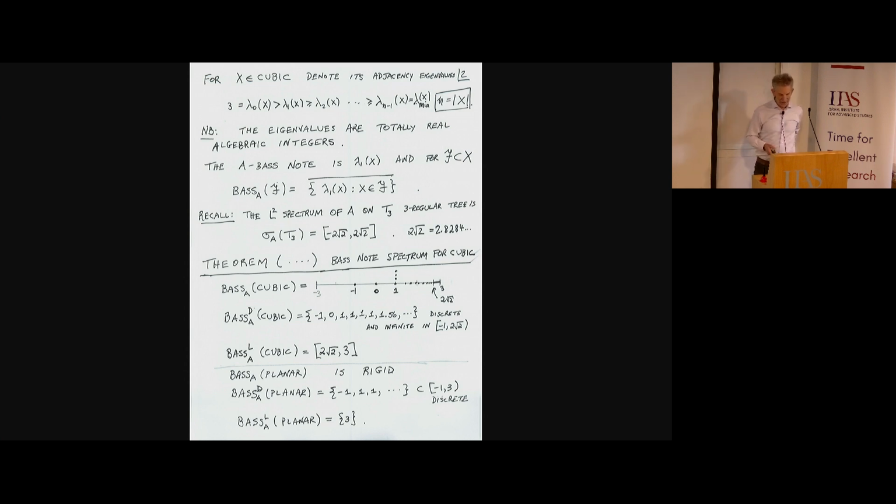The base note is the gap at the top, and as we all know, the spectrum in the universal cover is minus 2 root 2 to plus 2 root 2 with 3-regular. 2 root 2 is about 2.8 something. And then we have this theorem that I put dot, dot, dot there because it's a contribution by many people, and I now want to go through who did what, just as a review. So the base note spectrum for cubic, as we defined it, is the closure of that set, and it consists of a discrete set.